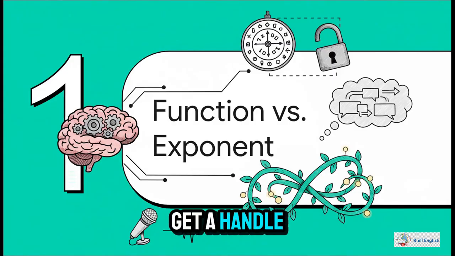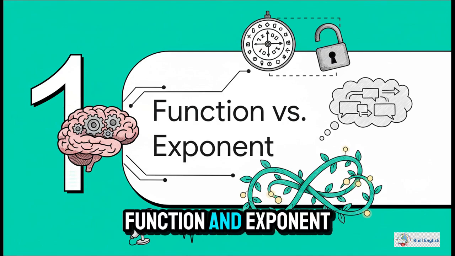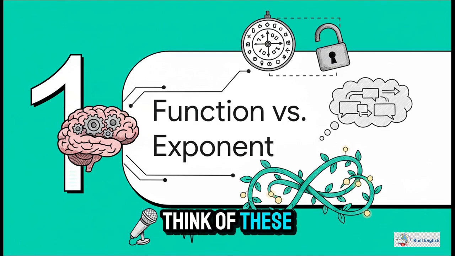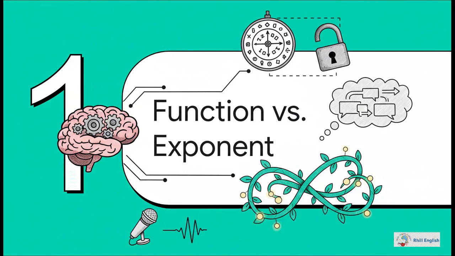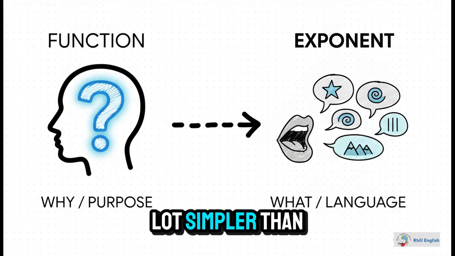So to really get a handle on this game, we need to talk about two key concepts, function and exponent. Seriously, think of these as your secret decoder ring for communication. Let's break them down. And you know what? It's actually a lot simpler than it sounds.